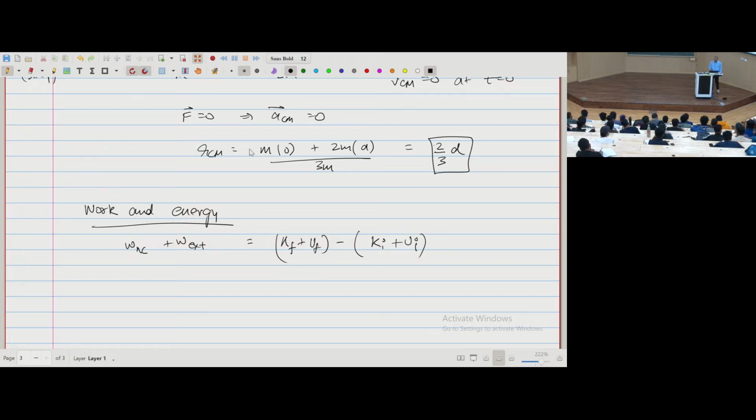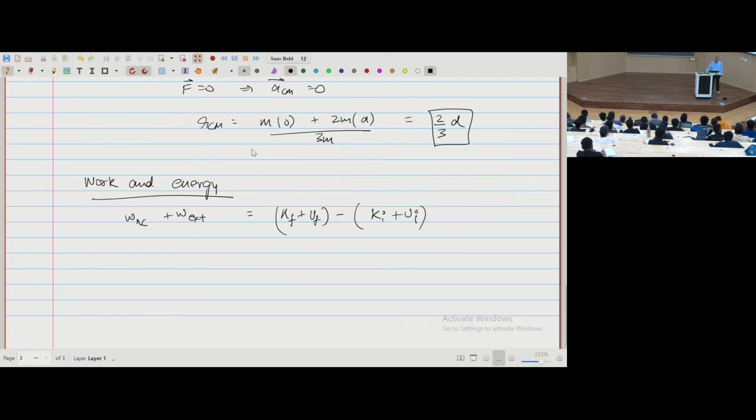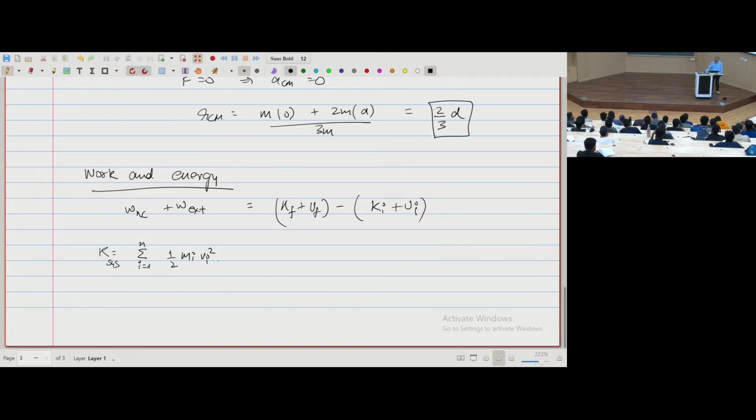That's pretty much it. So that's how you apply the work energy theorem or the work and energy ideas for a system of n particles. Now the next thing is, what is the meaning of kinetic energy in this case? Because we have many particles. Kinetic energy is given as, for a whole system, so we add the kinetic energy for all the individual particles.